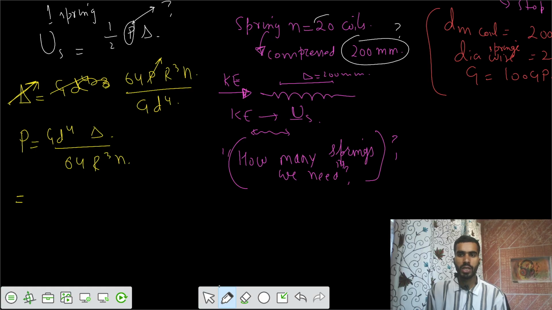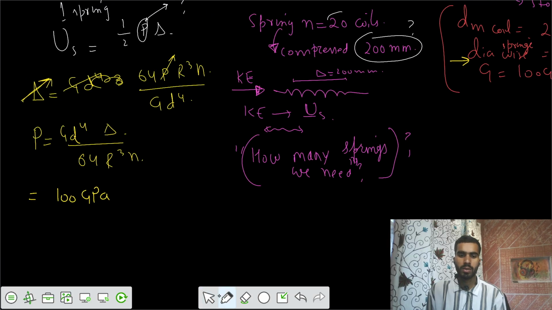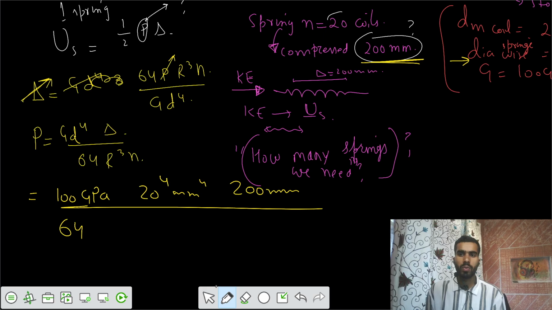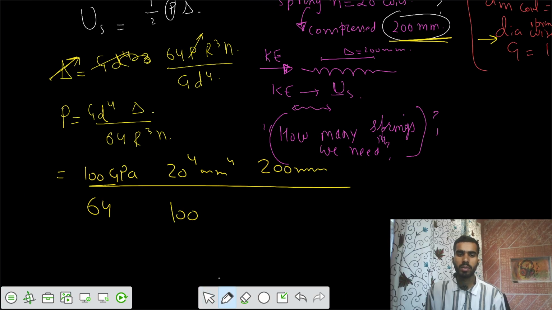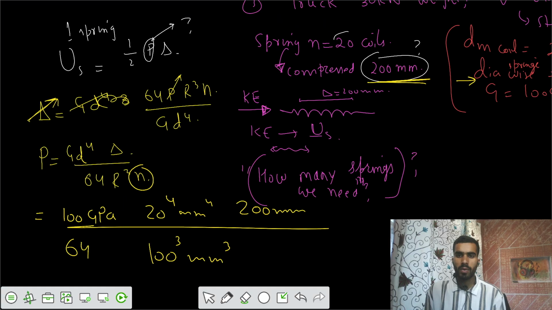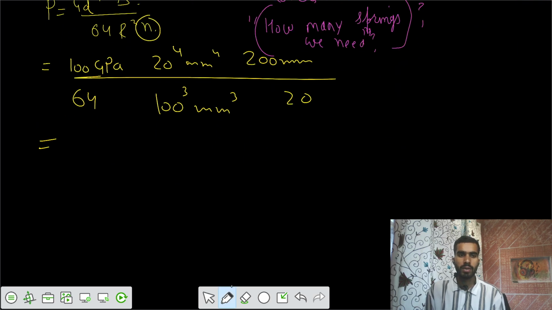What is the value of G? That's 100 gigapascal. The value of small d is the diameter of the wire, that is 20 millimeter. And delta, what is the delta we have? 200 millimeter, divided by 64, R cube, that's mean coil diameter divided by 2, that's 100 millimeter, 100 millimeter, 100 millimeter, and multiplied by N. Each spring has how many coils or turns? That's 20. So you can have that value of P equal to 2500 Newton.